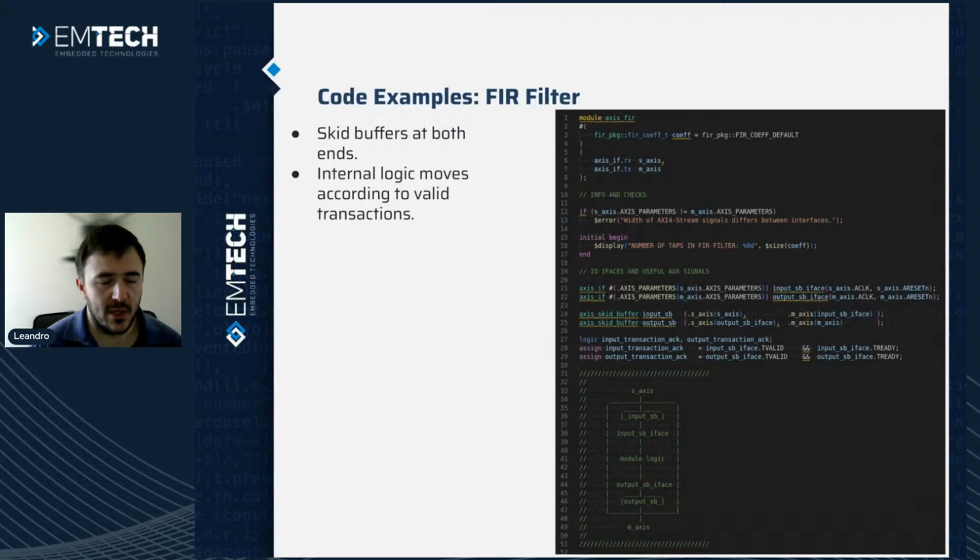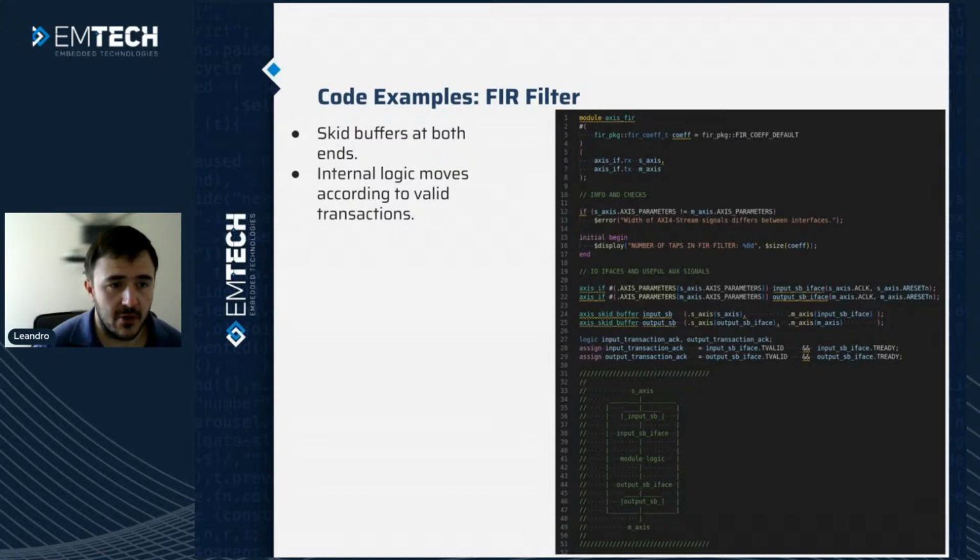And pretty much what I'm doing here, which you can see in the comment below, is introducing skid buffers to break timing at the input and the output. To do this, I have to define two extra interfaces. The input SB phase is what I use in the design below, and the output SB phase is what I use as an output. So the module logic will fall between those two.